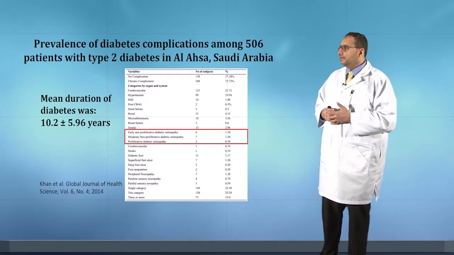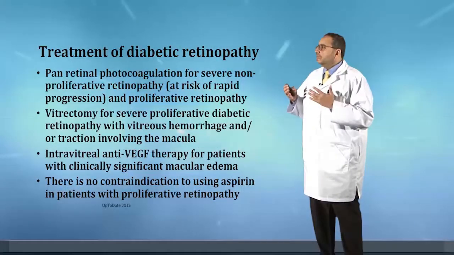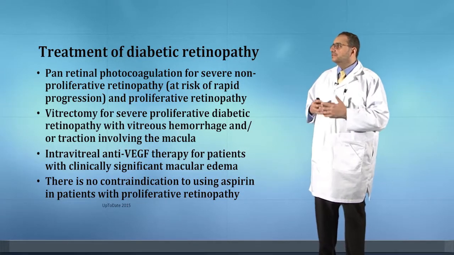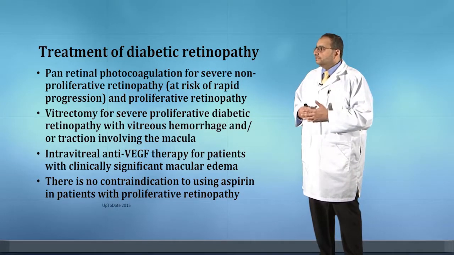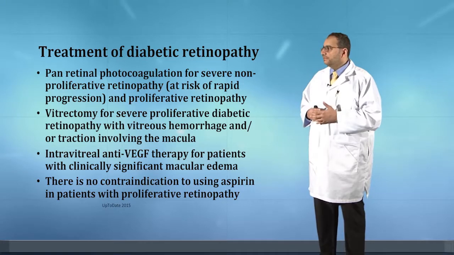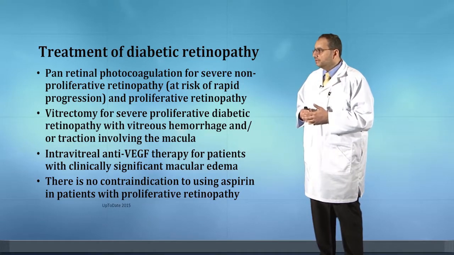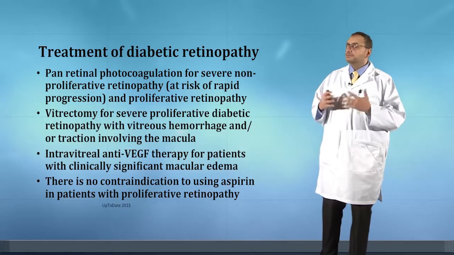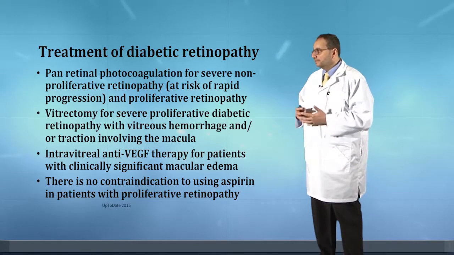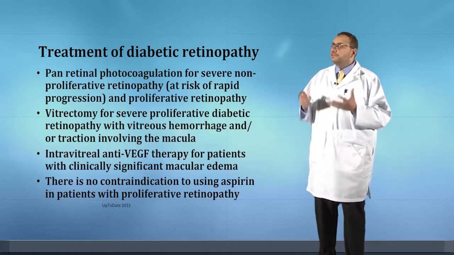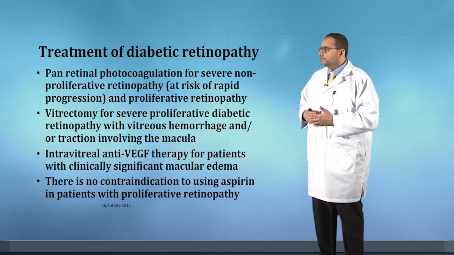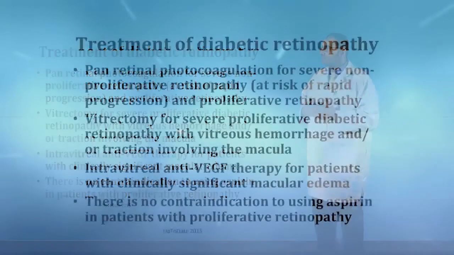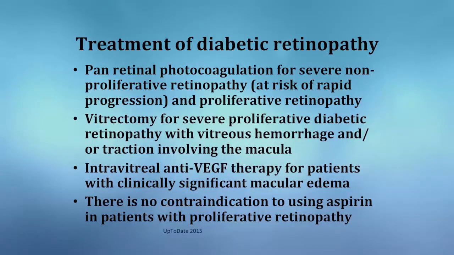Treatment of diabetic retinopathy is mainly photocoagulation, especially for severe non-proliferative retinopathy. Vitrectomy for severe proliferative diabetic retinopathy with a vitreous hemorrhage and traction involving the macula is the treatment for the proliferative part. So remember, photocoagulation is mainly for non-proliferative, and vitrectomy for the vitreous hemorrhage is your way to treat proliferative diabetic retinopathy.